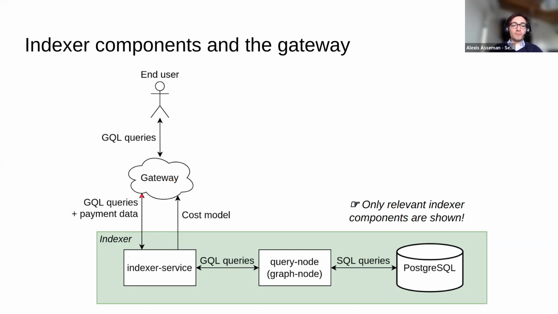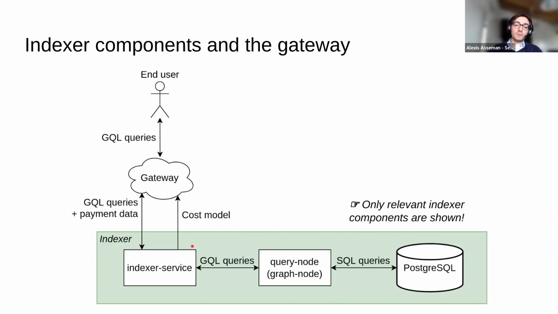That query, plus some cryptographic payment data generated by the gateway, will go through the indexer service that the indexer is running. The indexer service is tasked with interpreting the payment data, accepting the query and the payment, and verifying that the payment is correct, etc. The indexer service then proxies that GraphQL query to the query node, the software called GraphNode, to actually process that query. The GraphNode itself gets its data from a Postgres database that contains all the data from the subgraph that's been indexed by the index node, etc. Here I'm only showing the flow of queries. I'm not showing all the rest of the components, the indexer agent, the index nodes, your Ethereum nodes, etc. I'm just showing the relevant bits, right?